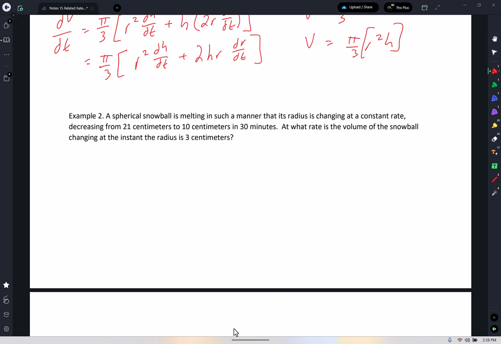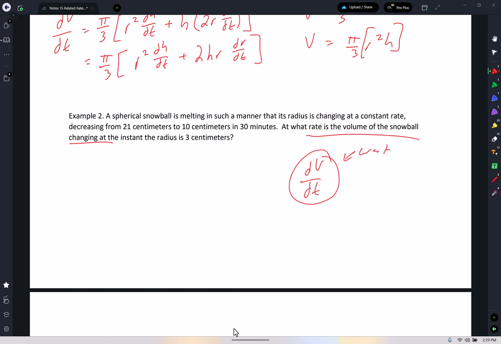What do they want? At what rate is the volume of the snowball changing? What does that mean? The rate of change of what? Of the melting. So if it melts, it's going to be the what? Starts with letter V. The volume. So they want dV/dt. That's what they want.